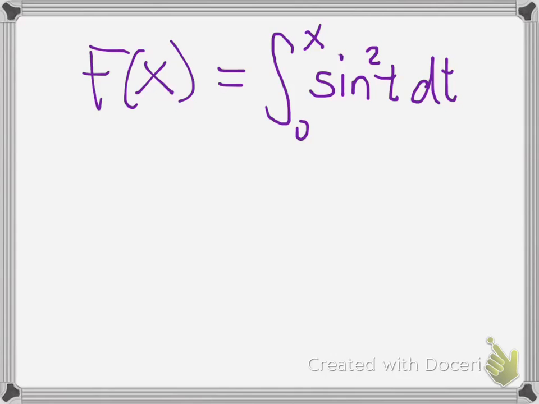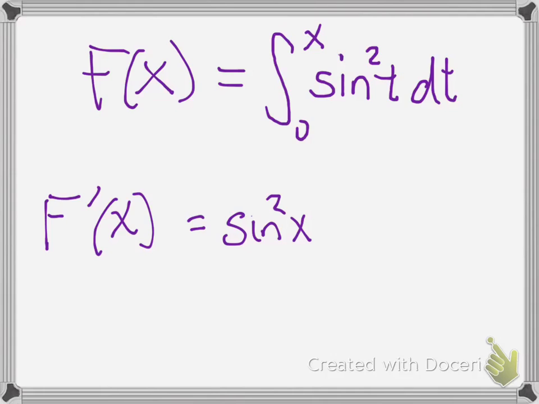So if we actually take the derivative of this function using the fundamental theorem, we end up with sine squared of x. Remember, there are two parts to the fundamental theorem. One of them works out to how we evaluate definite integrals by using an antiderivative and subtracting the value of the antiderivative at the endpoints of the interval.